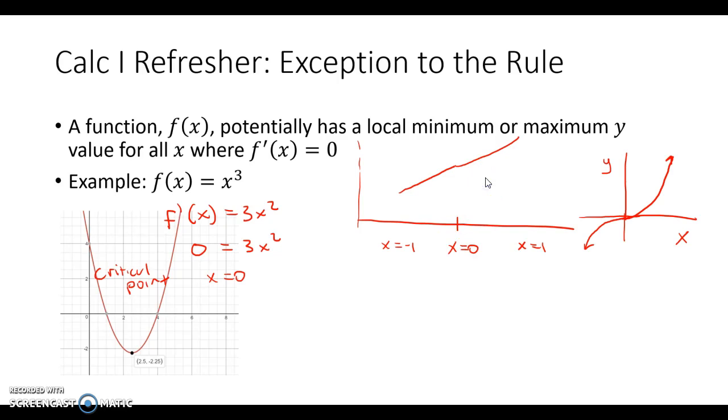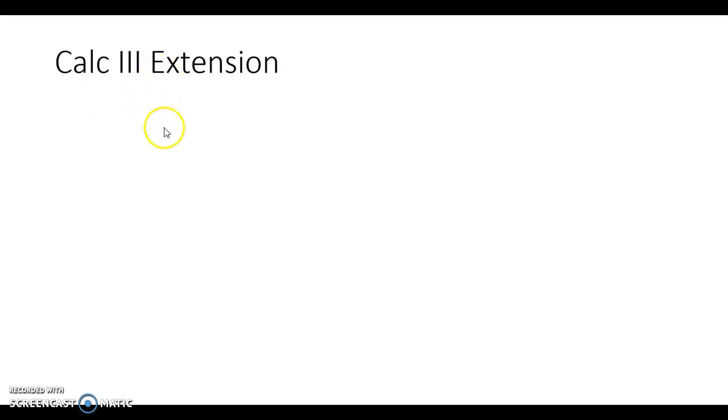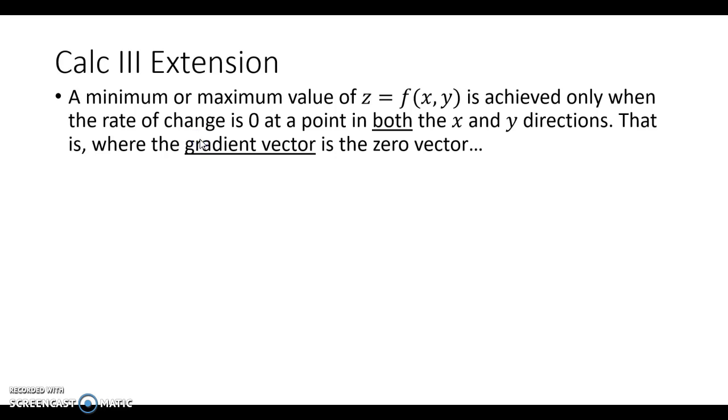All right, well now we're ready to move on to the Calc 3 extension. The Calc 3 extension is very similar, except that a minimum or maximum value of z equals f of x, y is achieved only when the rate of change is 0 at a point in both the x and y directions. In other words, when the rate of change in the x direction and the rate of change in the y direction, we call that the gradient vector.